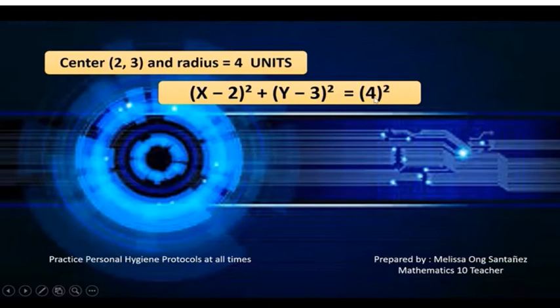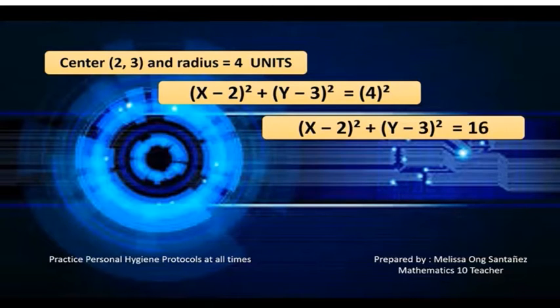4 squared can still be simplified, right? 4 times 4 will give you 16. So your final equation, which uses the center-radius form of the equation of the circle, would be (x minus 2) squared plus (y minus 3) squared is equal to 16.